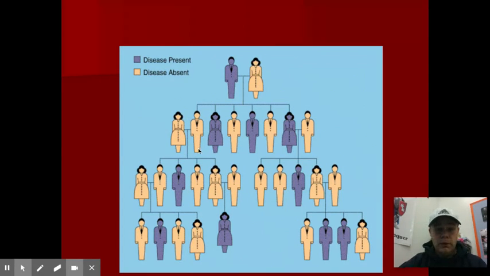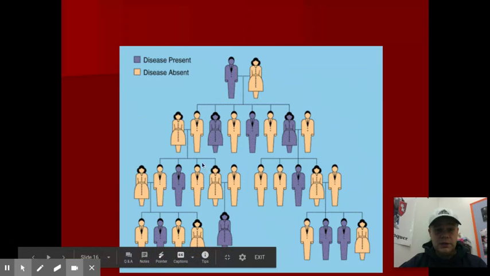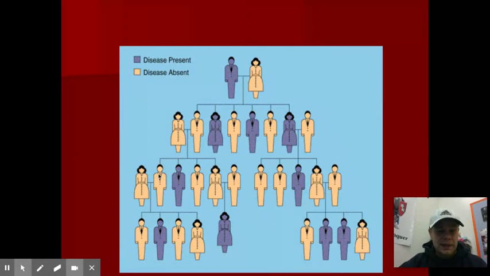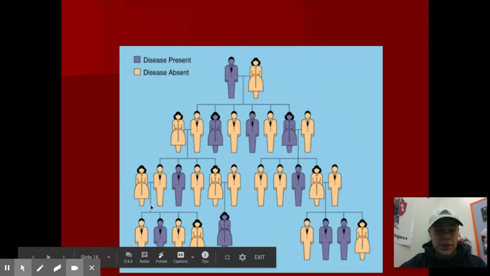So, but we know that this can skip a generation, right? We saw that already. So we know, okay, one of their kids ends up getting it. So let's go down to here. Does this son have diabetes? How about his wife? Neither of them do. So now it's been 2 generations.